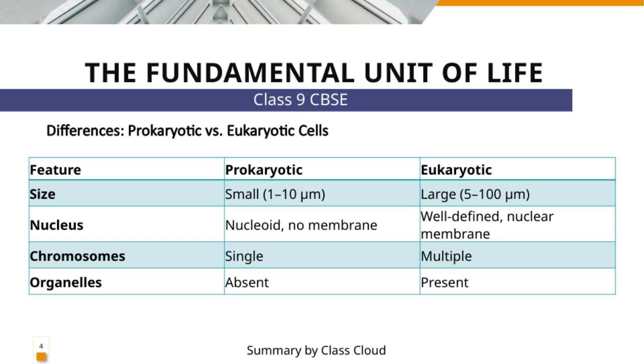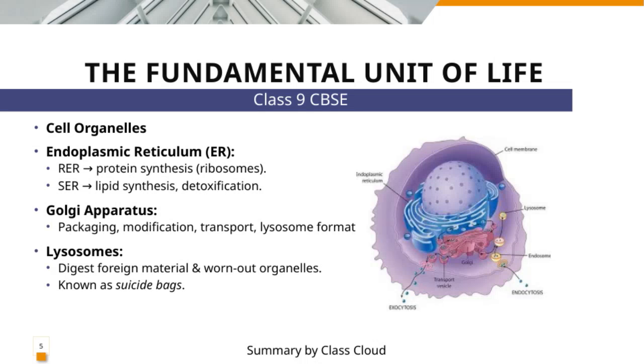Eukaryotic cells, on the other hand, contain a variety of organelles that perform specific functions, allowing for more complex cellular processes. Connecting this to our overall theme, understanding these fundamental differences helps us appreciate how the structure of each cell type relates to its function and complexity in the living world.